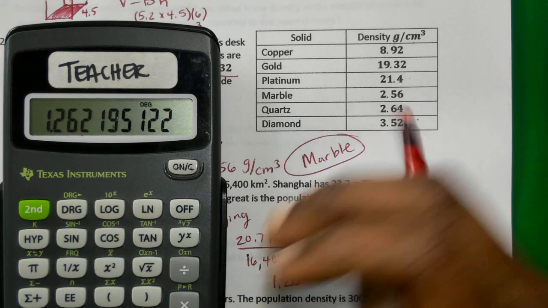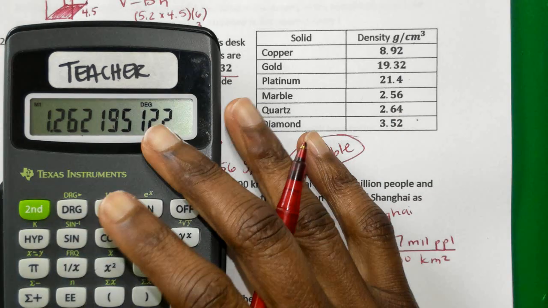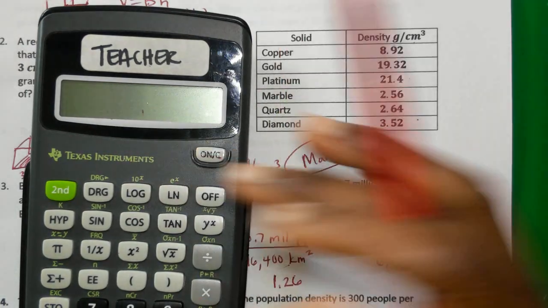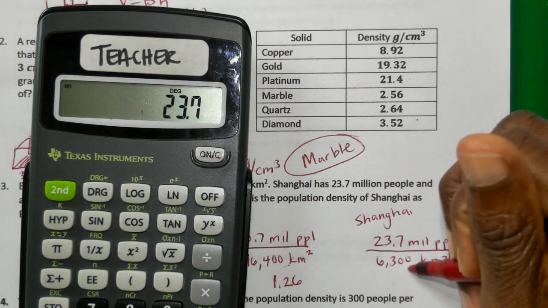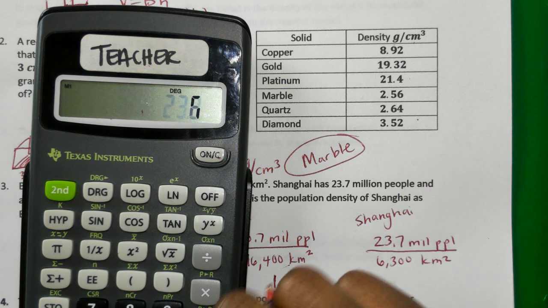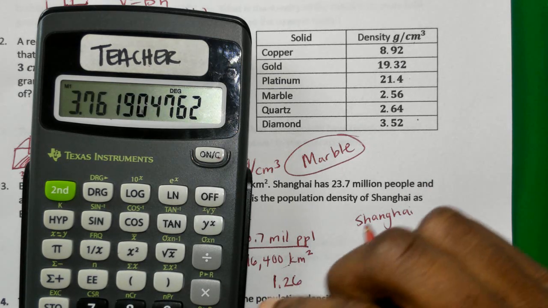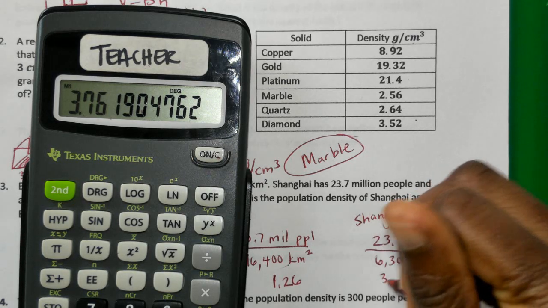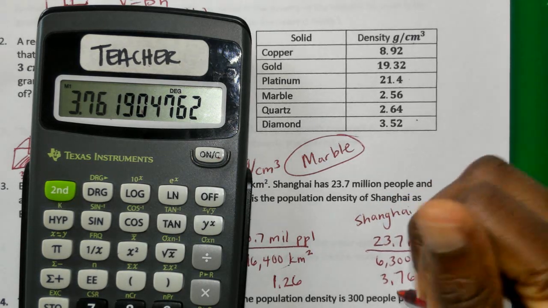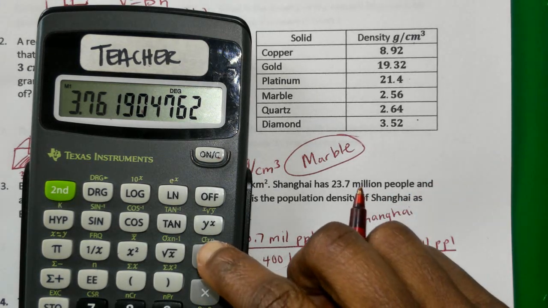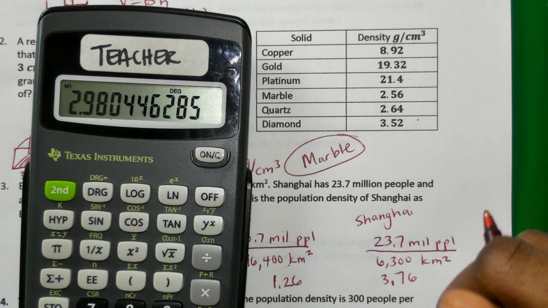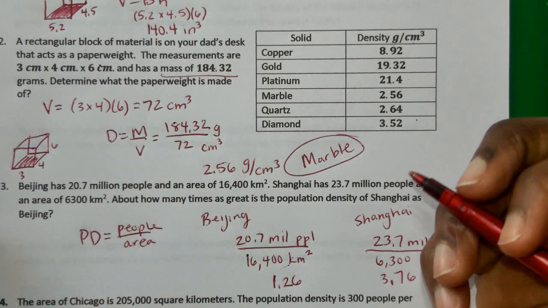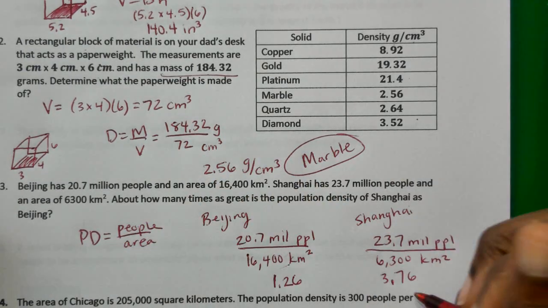So I'm going to leave that number stored in my calculator, in spot 1, so it memorizes it. Then 23.7 divided by, I moved the decimal 3 times here, so I'm going to move it 3 times and do 6.3. So that one's 3.76. So if I do that, divided by what was in spot 1, it's really close to 3 times. So how many times as great is it?